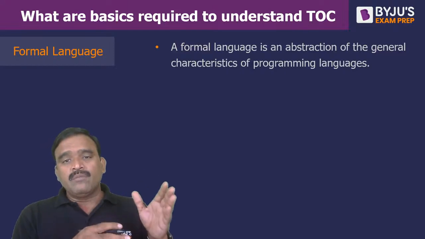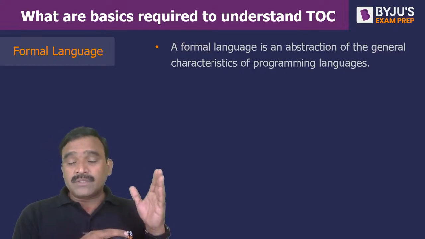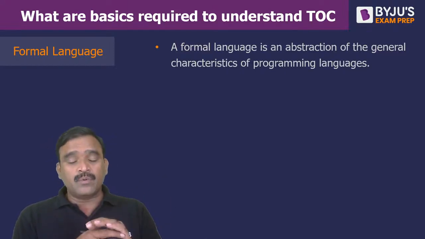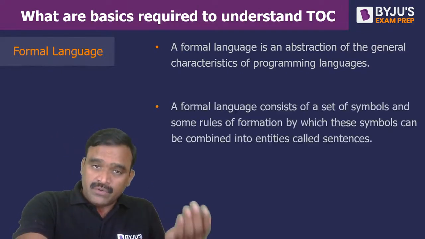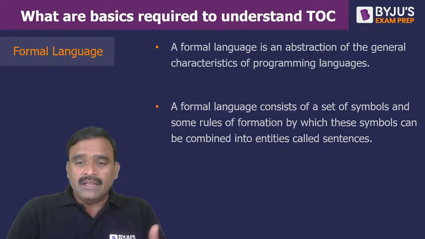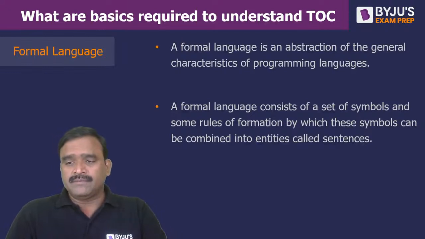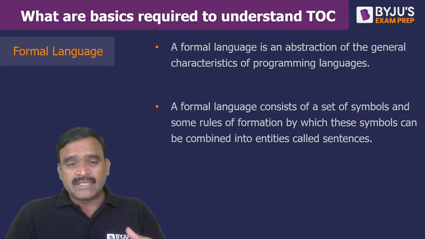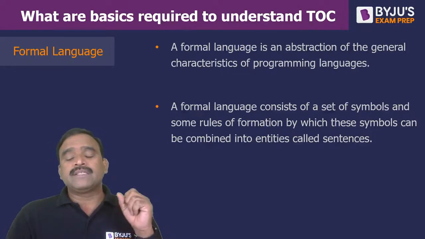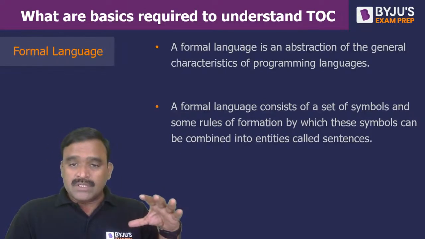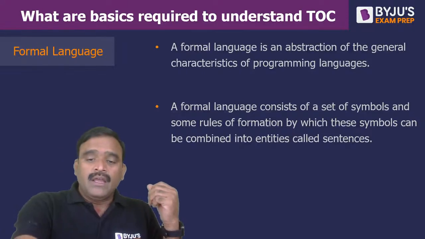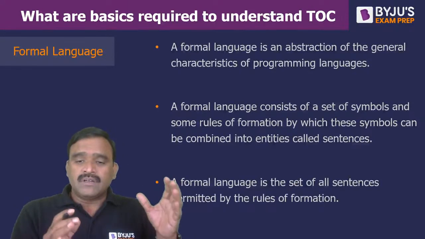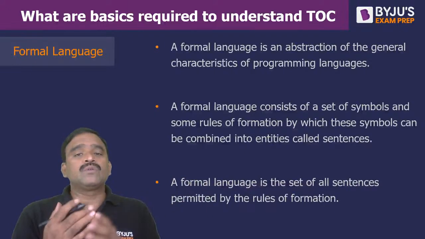So a formal language is an abstraction of general characteristics of programming languages, which we are using in the computer. A formal language consists of a set of symbols and some rules of formation by which these symbols can be combined into entities called sentences. So language is nothing but a collection of sentences. Also, a formal language is the set of all sentences permitted by its rules of formation.